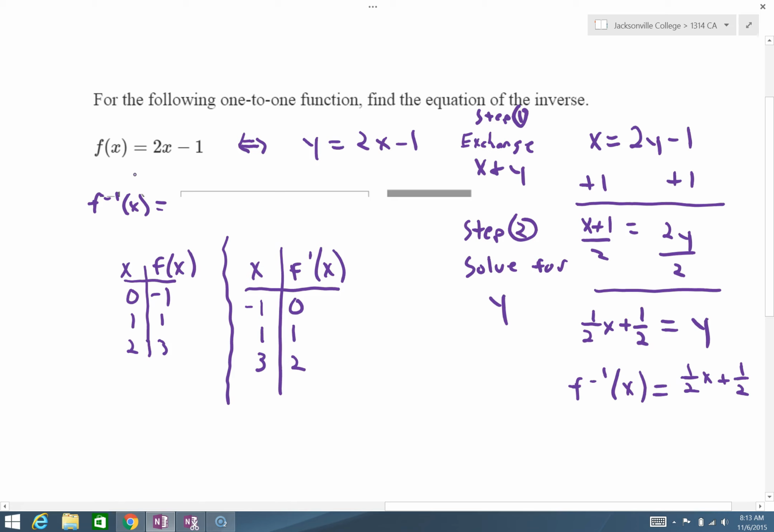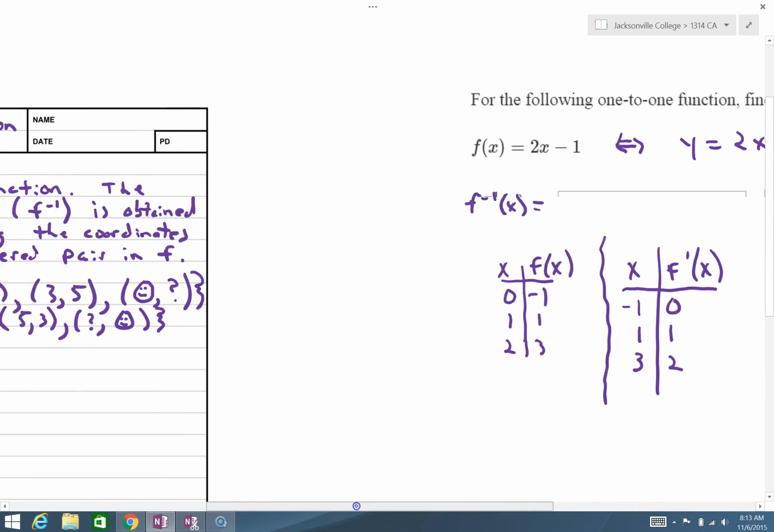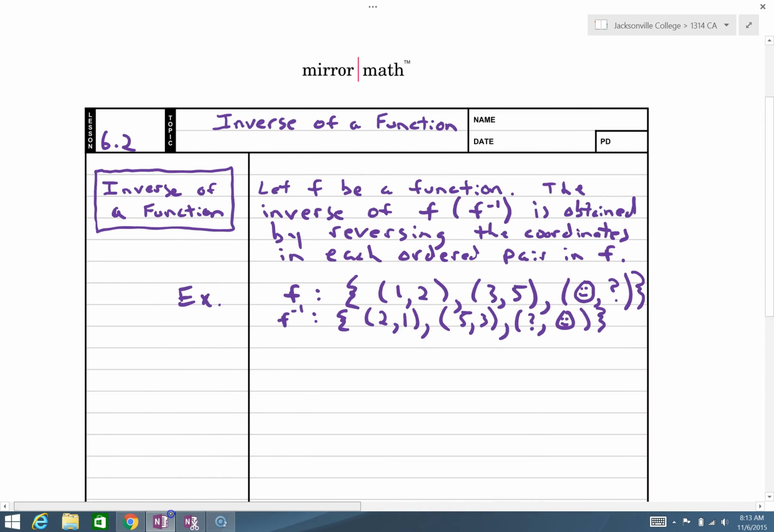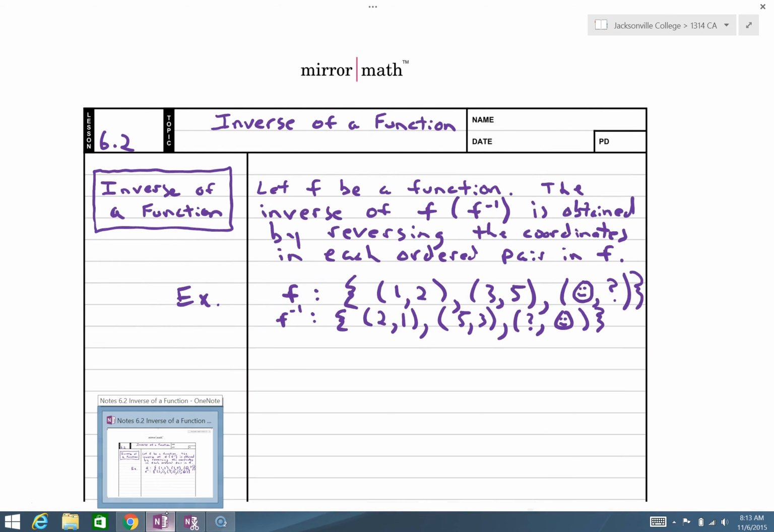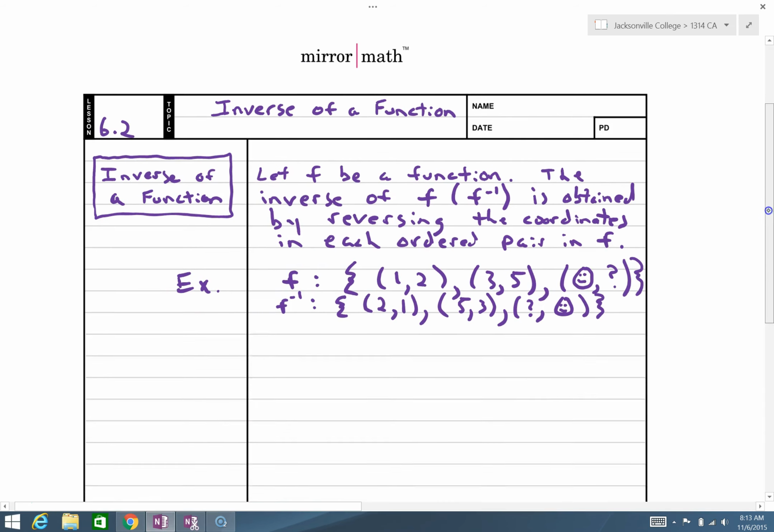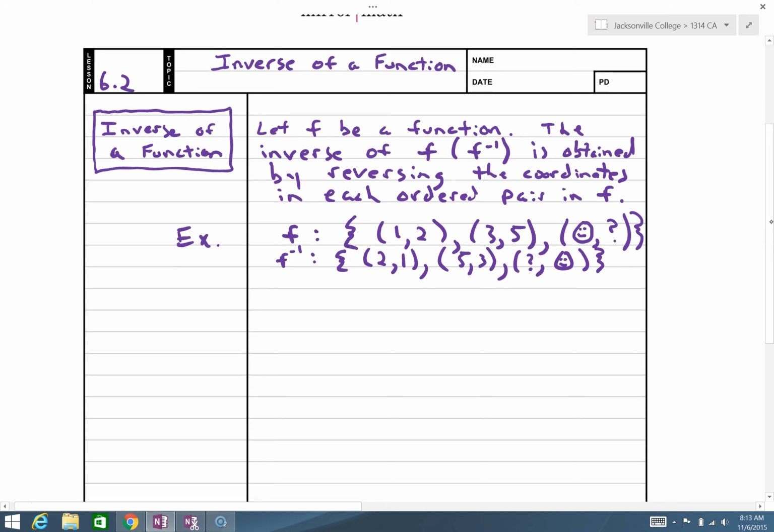So when we're asked to do this, first step we exchange x and y. Second step we solve for y. This initial function we call f of x. This new function we call f inverse of x. All right.